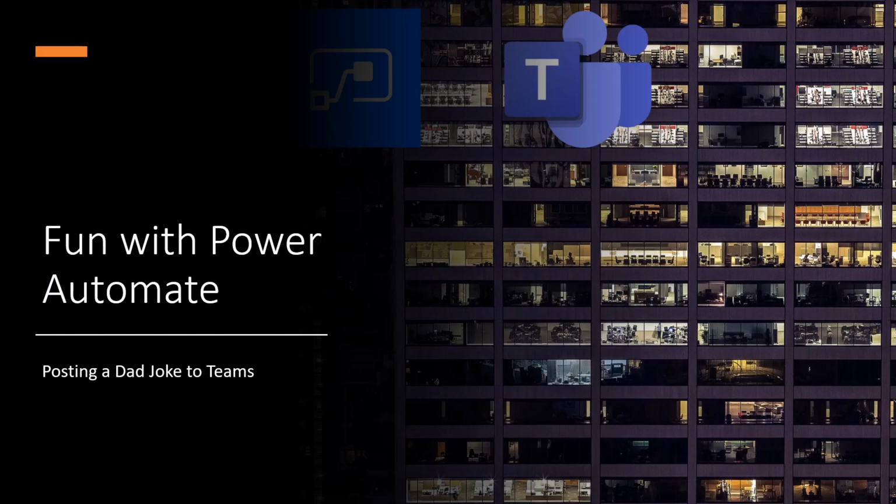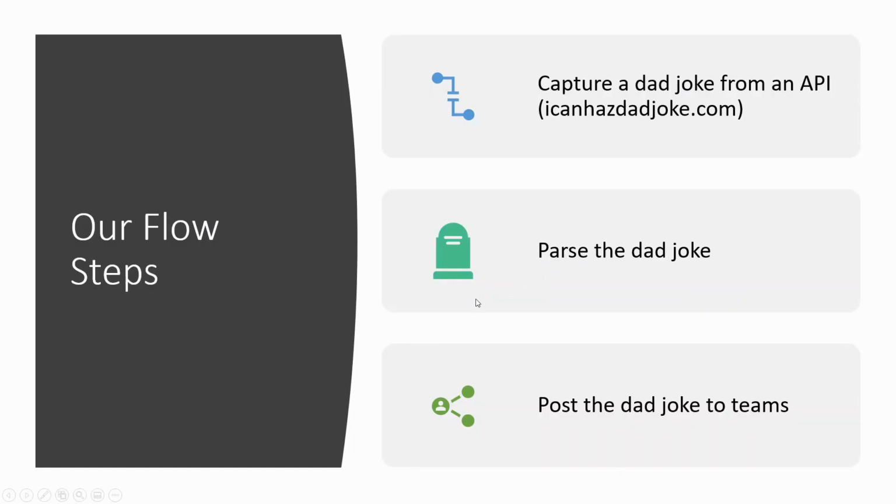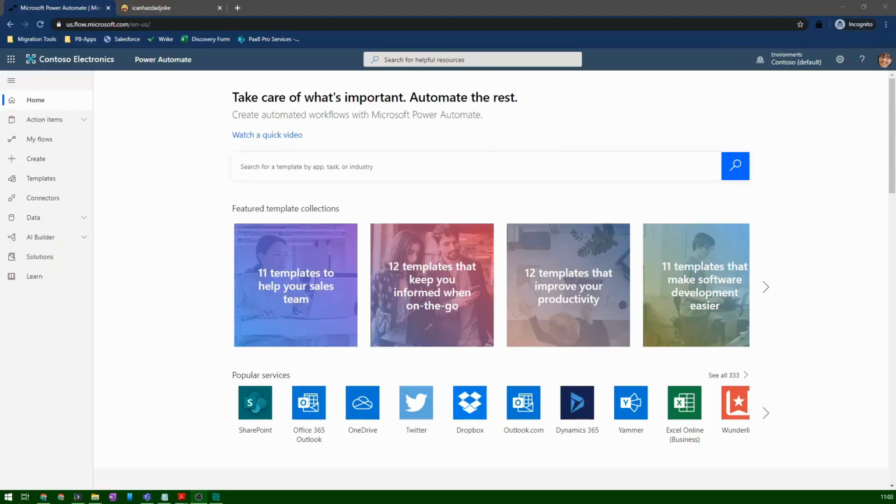The purpose of this is to open your eyes to how Flow can be used to capture data and move it around. Flow has a lot of possibilities for moving data and automating workflows. Today, we're going to create a really simple API-based flow. We're going to capture a dad joke from an API. We're going to parse that dad joke, and we're going to post that dad joke into Teams.